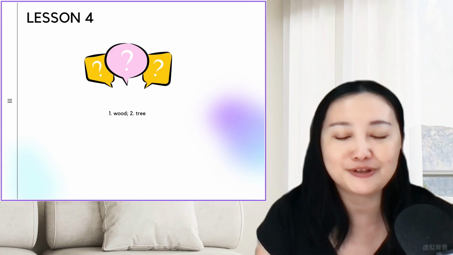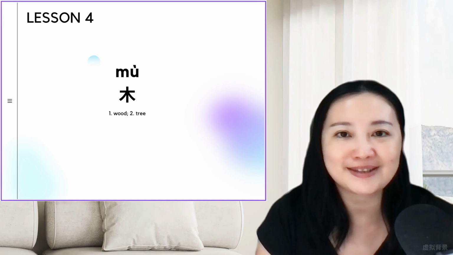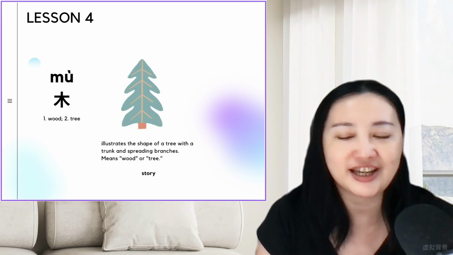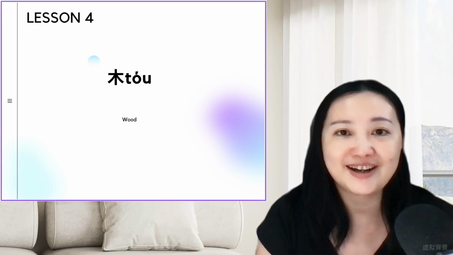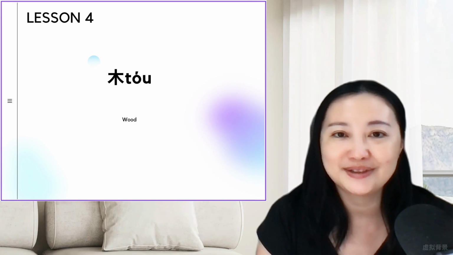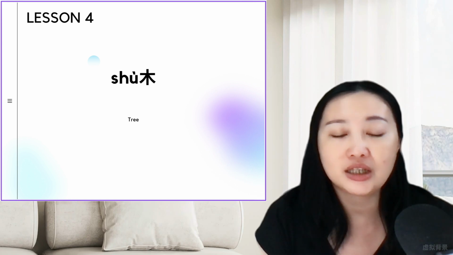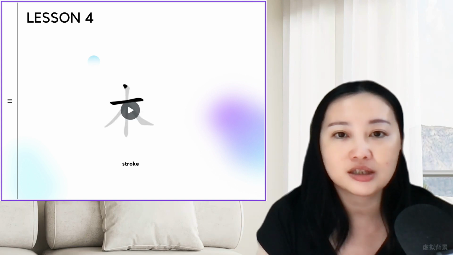Okay, so let's move on to the third Hanzi of this lesson, which means wood and trees. So it is pronounced as 木. Okay? And it illustrates the shape of a tree with a trunk and the spreading branches. How to read this one? 木头 means wood. 树木. It is a double character word to mean the trees, alright? So here comes the stroke videos for the character mu.